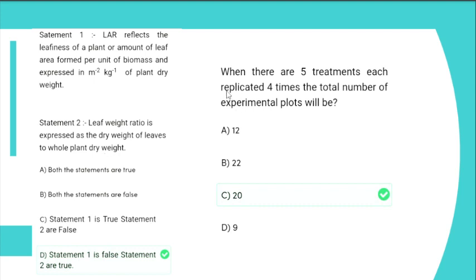In this question, when there are 5 treatments each replicated 4 times, the total number of experimental plots will be. So option number C, that is 20, is correct. So simply we do 5 multiplied by 4 is equal to 20.